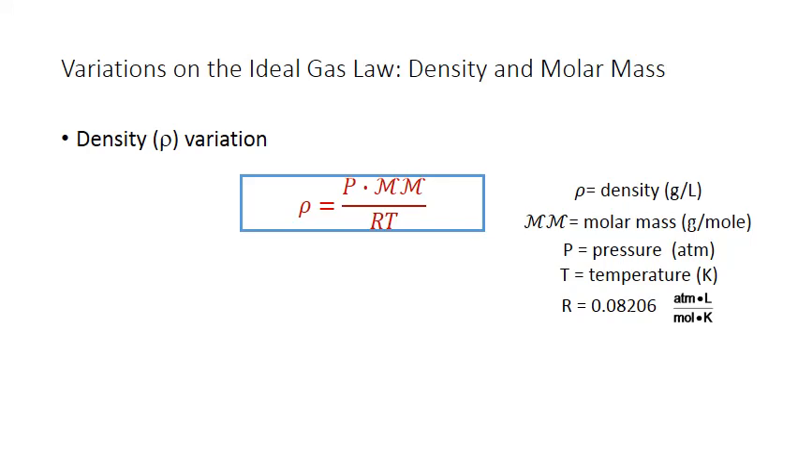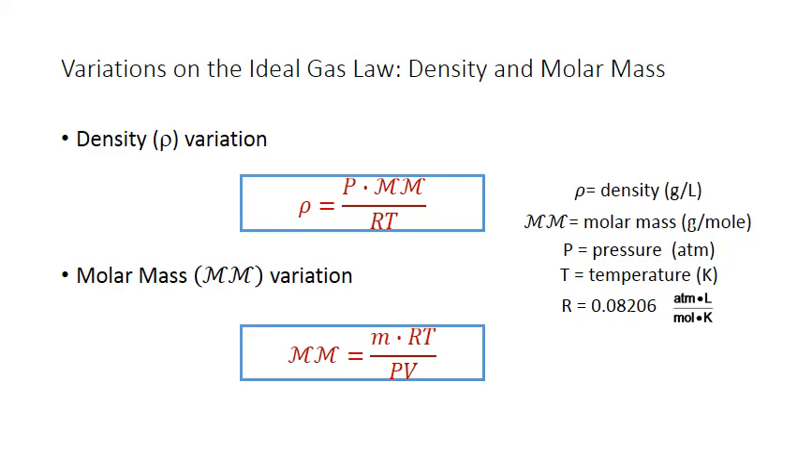Here's the final density variation of the ideal gas law again, where density is represented by the Greek letter rho, and MM in script stands for molar mass in units of grams per mole. Another rearrangement of this formula solves for molar mass directly instead of density. This is known as the molar mass variation, and in this rearrangement, M stands for mass in units of grams, and V, of course, is volume in units of liters. So we can use either formula to solve for what we need. Let's look at a couple of examples.